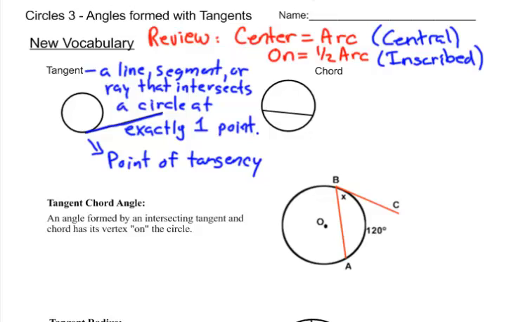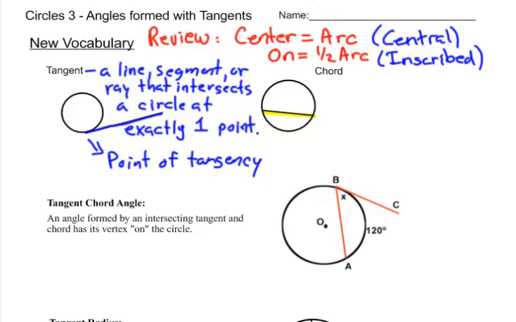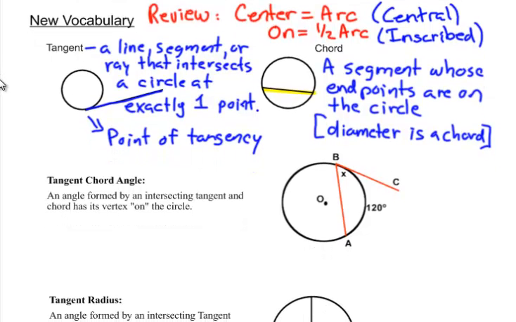The second vocabulary word is a chord, and you see here an example of a chord. A chord is a segment whose two endpoints are on the circle. This is vocabulary that's going to help us. A special case of a chord is a diameter, which is a chord that goes through the center. So a tangent touches at one point, and a chord has two endpoints on the circle.